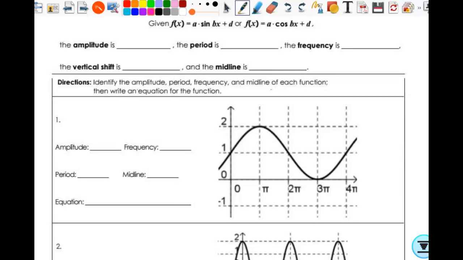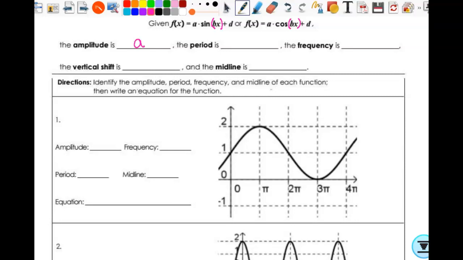Remember, we're still not moving left or right, so we just have the A, B, and D in here, but I want you to put the parentheses around the BX. Okay? This is very repetitive, so hopefully we can not mess this stuff up. Our amplitude is our A.